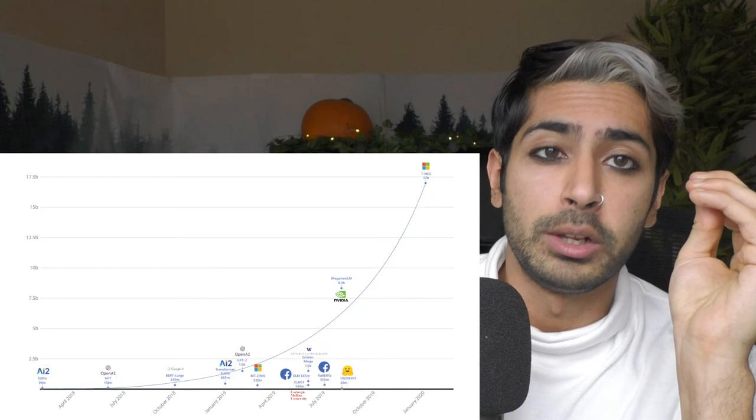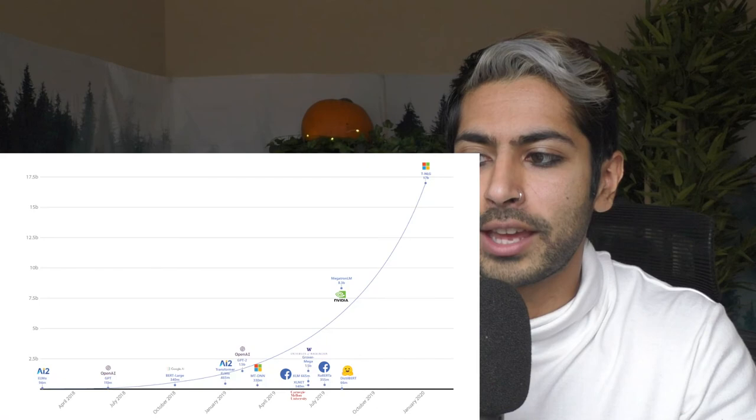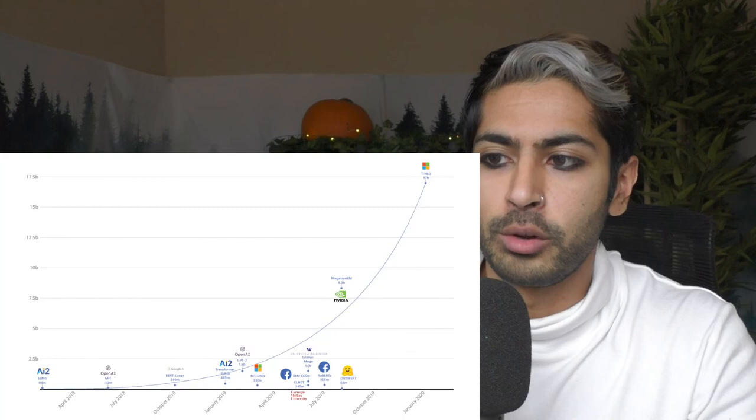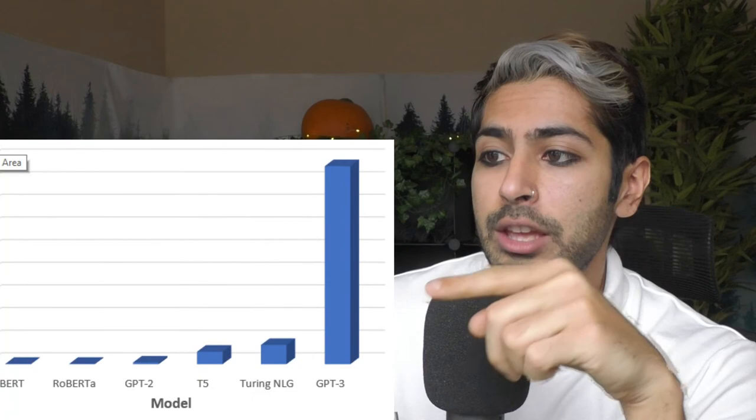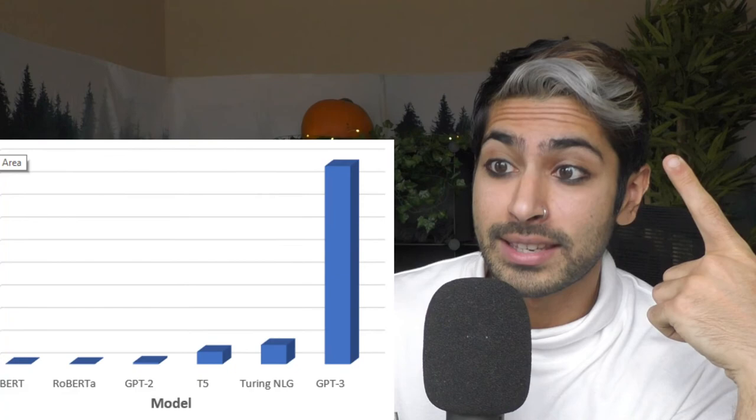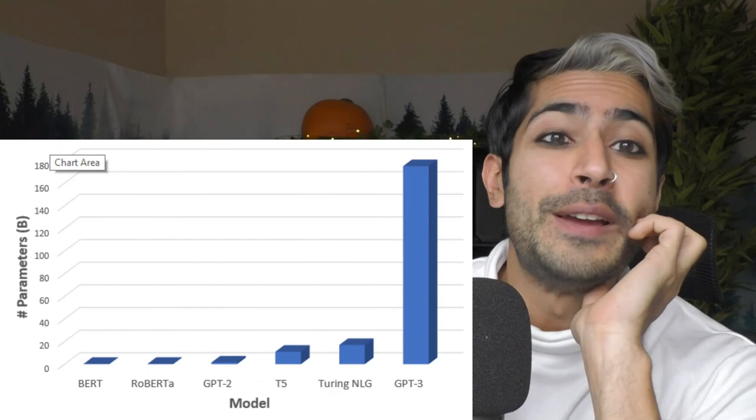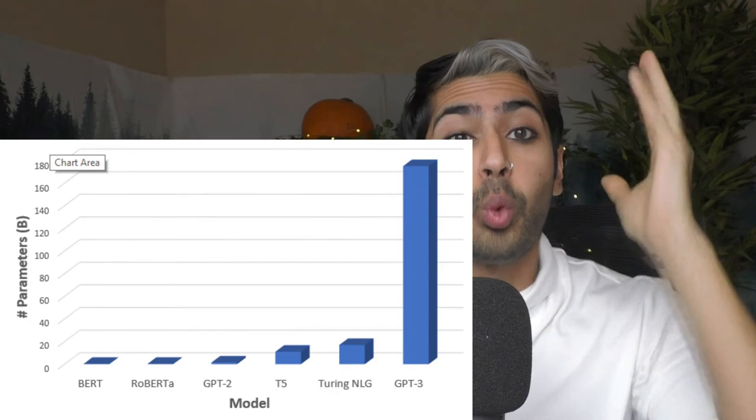Now, the reason I showed you this graph is just so that I can show you one more graph. Keep in mind how much bigger Microsoft's model is compared to the other models. On this chart, much more recent, you see Microsoft's Turing NLG right there, second to first place. But first place goes to GPT-3 in terms of size. So you had 17 billion parameters versus 175 billion parameters. Okay, and so this was way, way, way bigger.